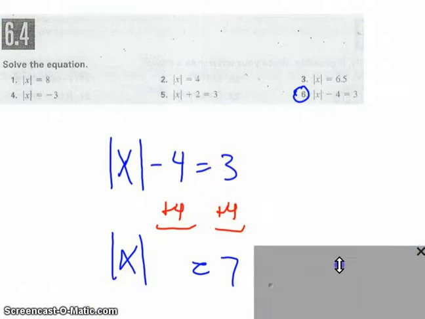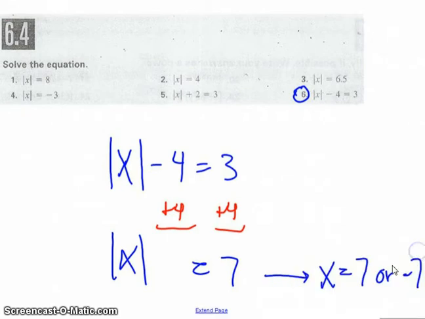Okay, so now x, the absolute value of x, I should say, could be 7. That means without the absolute value bars, x could be 7 or it could be negative 7. I could have walked 7 spaces to the right from the start, or I could have walked 7 spaces to the left from the start. And that's why you got 2 different answers.